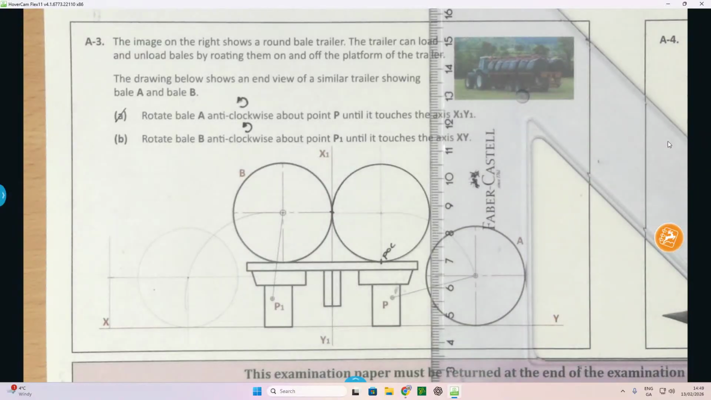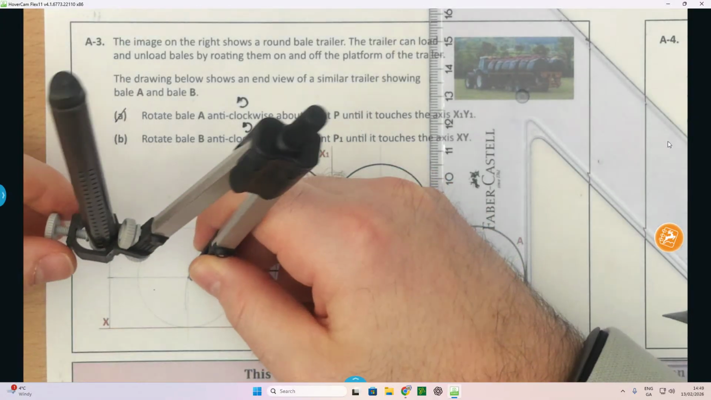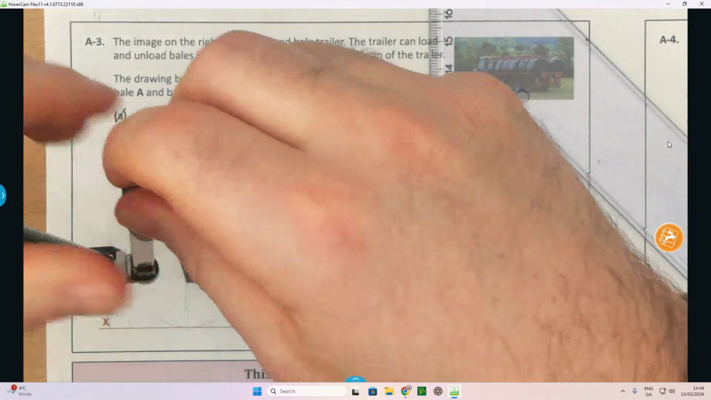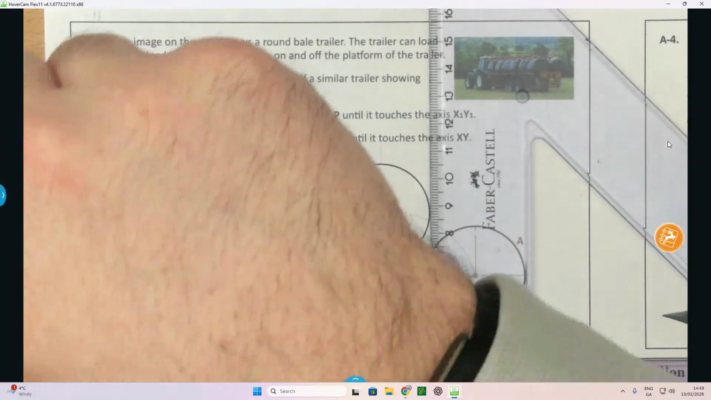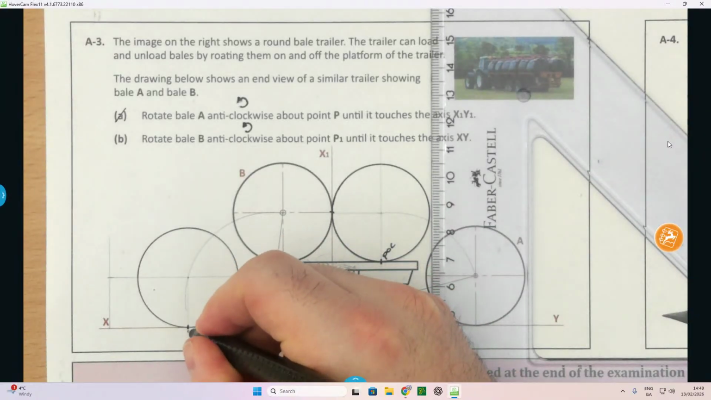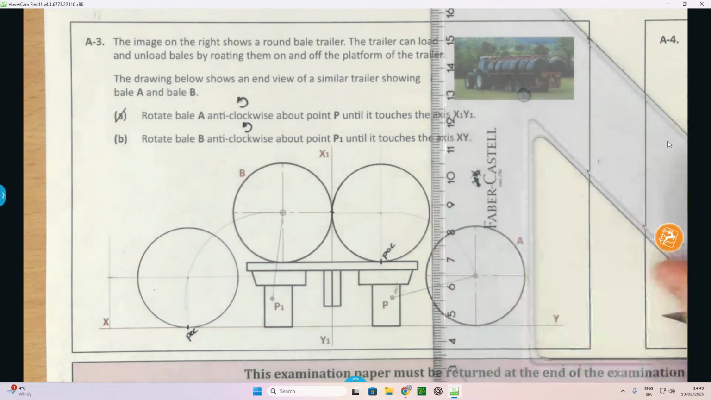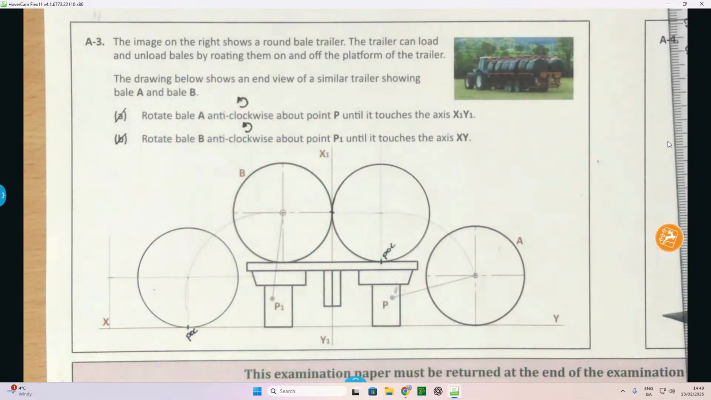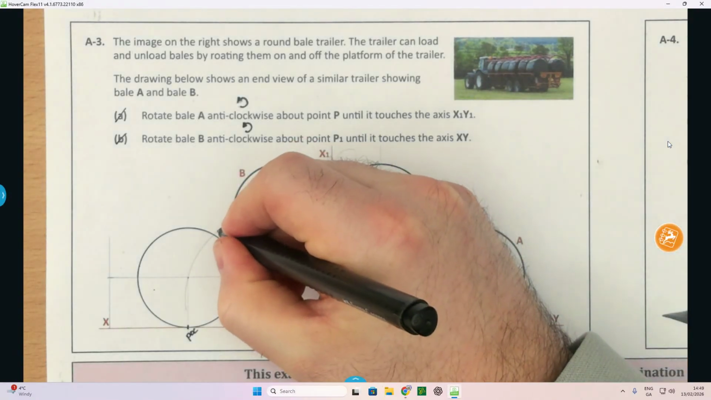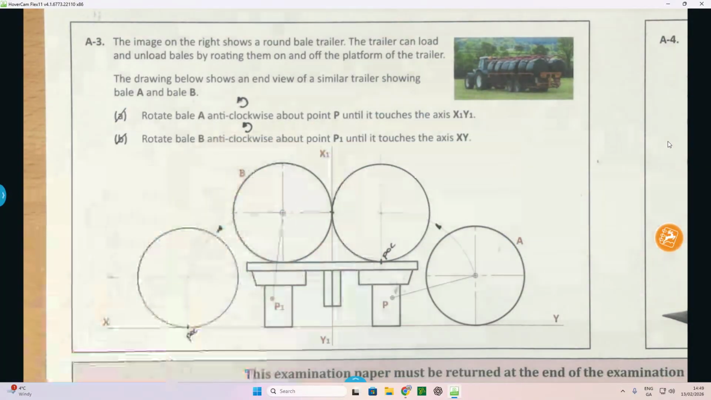Same principle here. What we're going to do is just heavy it in using our fine liner. Just take my time with that now. And there we go. And what we have there now, that's the point of contact when it touches the ground. Very, very handy question there for a higher level question. All they're basically saying is they wanted us to rotate one bale up onto the trailer and one bale off the trailer. Essentially the same principle both ways, okay?